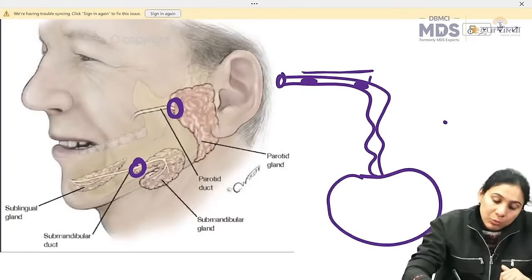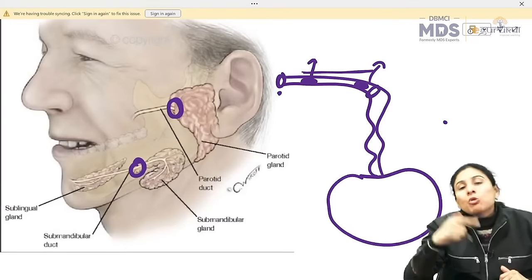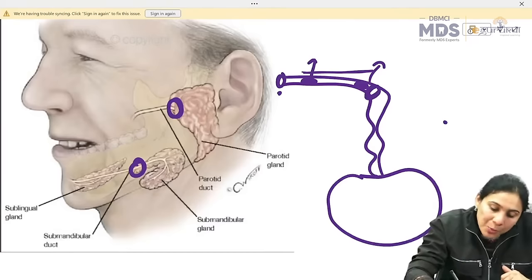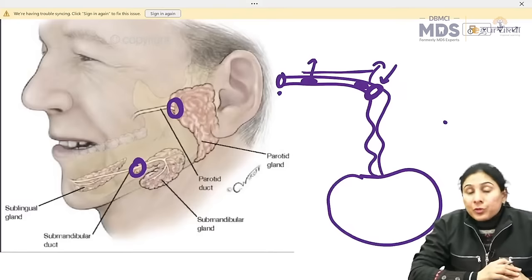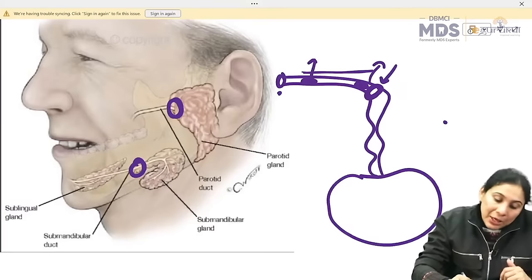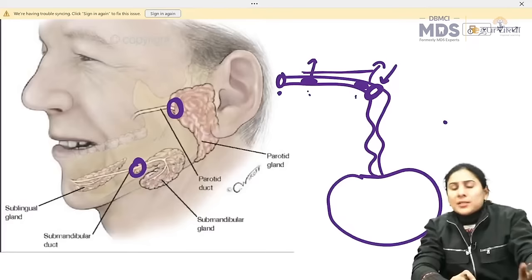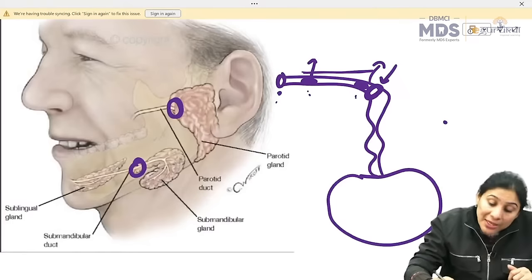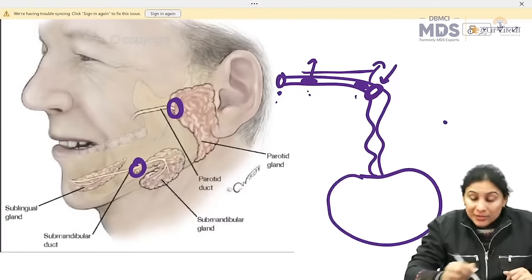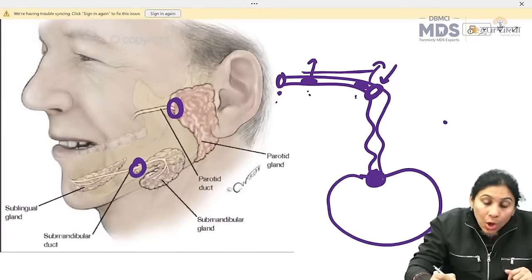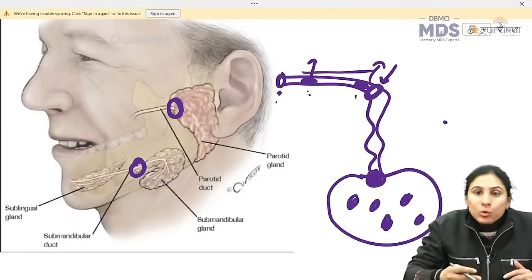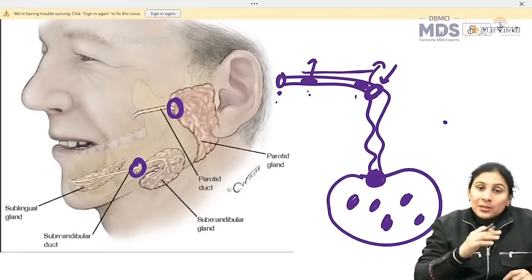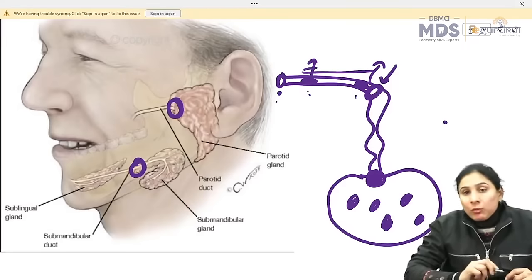You open up the duct, you remove the stone, and you make this the new opening of the salivary gland duct. You suture this part with the oral mucosa, with the floor of the mouth, and you create a new opening for the duct. This can only be done if the stone is in the distal part of the duct, near the opening. But if the stone is in the hilum of the duct, or in the substance of the gland, you cannot remove it by milking, by sialogogues, or by transductal removal.